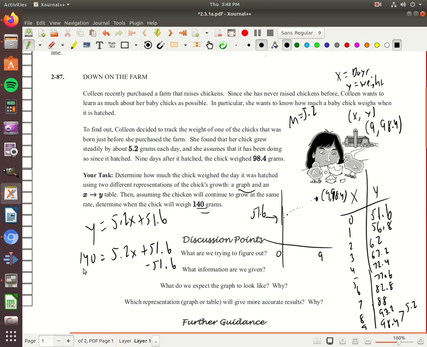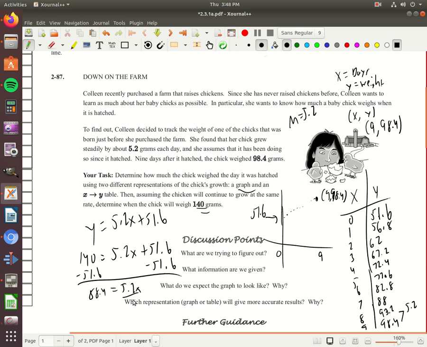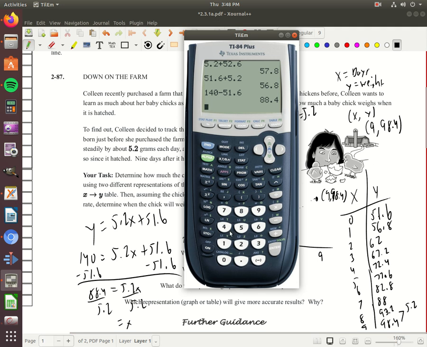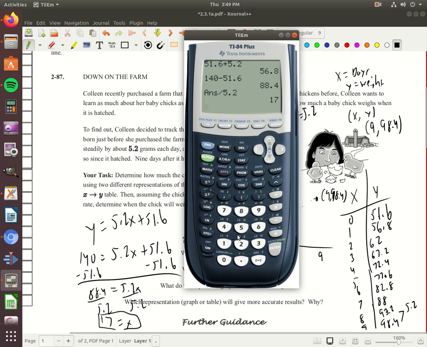So I'll subtract 51.6 from each side. I'm going to get 140 minus 51.6, which is 88.4. I'll divide by 5.2, and you can see that this is going to happen on day 17. On day 17, this chick should weigh 140 grams. And again, if we want to verify that, we'll just say 5.2 times 17 and add 51.6, and we'll make sure that we land on 140, which we do. So we feel pretty good about that.